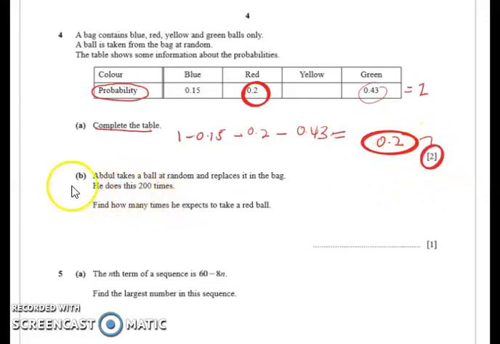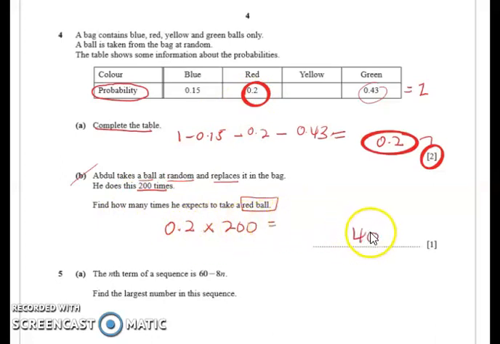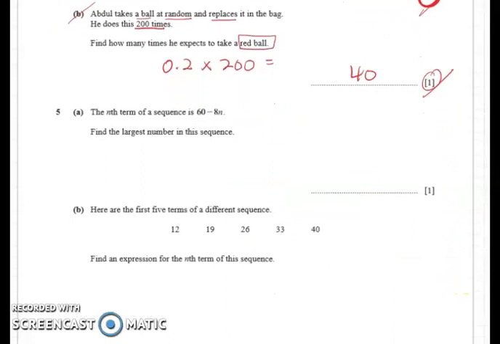And then for B here, Abdul takes a ball at random and replaces it. He does it 200 times. The probability of getting a red ball is 0.2, and he did the experiment 200 times. So you just have to multiply this, and you are getting 40 as your answer. It's a pretty easy question. So you have 2 marks here and 1 mark over here for question number 4. Now let us continue with question number 5.